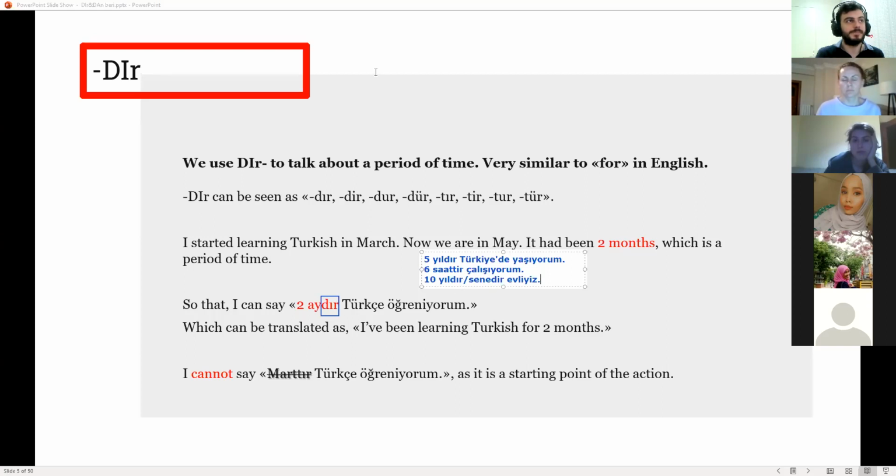Tamam mı? And if I have a starting point, I can never put this dır. So it doesn't work like a "since". If I have March, which is a starting point, it's not a period of time, it's a starting point of an action, I cannot use it. I cannot say Mart'tır Türkçe öğreniyorum. Doesn't make any sense. Tamam mı? So you should definitely not forget that.